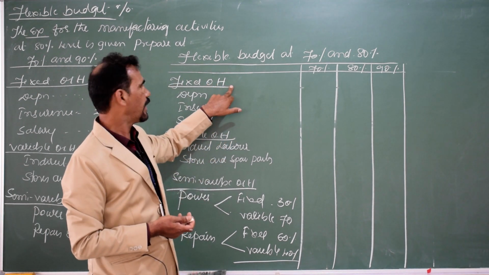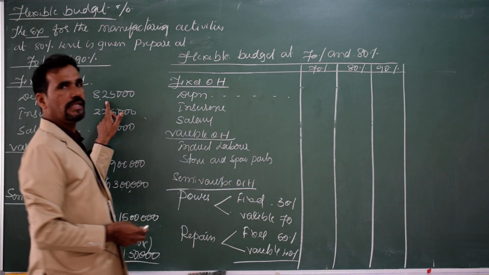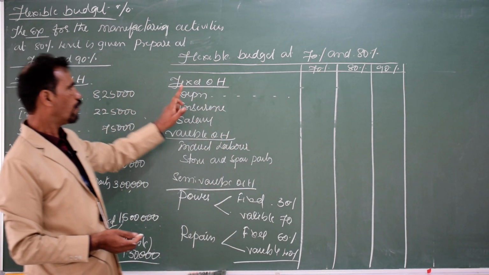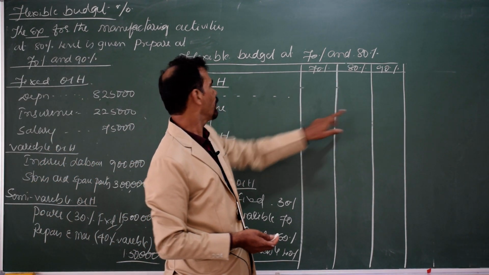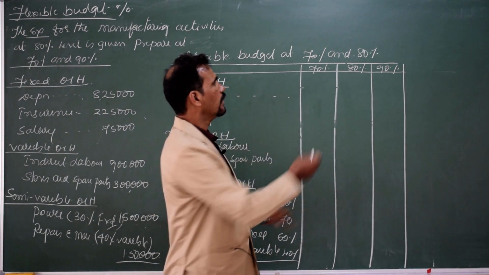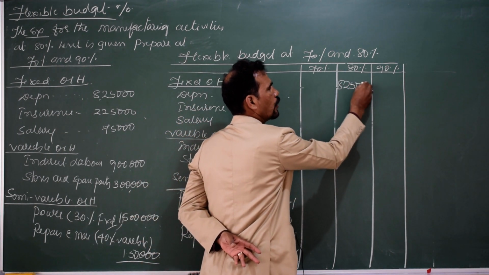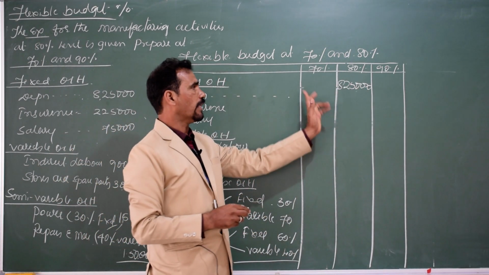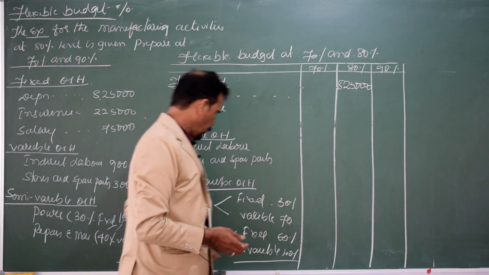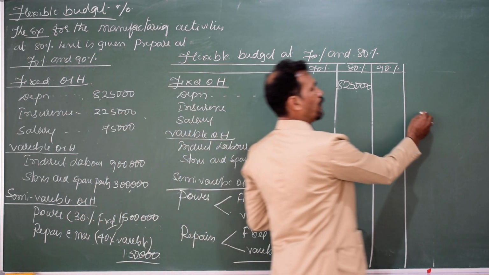First, go through the same process as per the question. Under fixed overhead, depreciation is given as 8,25,000. First you should write it at the base level. What is the base level? The base level is 80%. 8,25,000 is for the base level. How are we going to convert it for 70% and 90%?